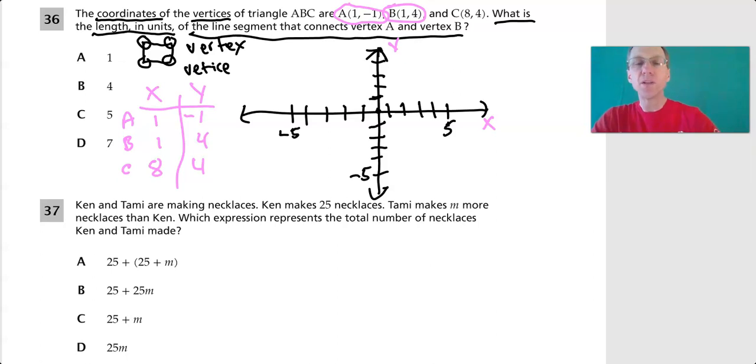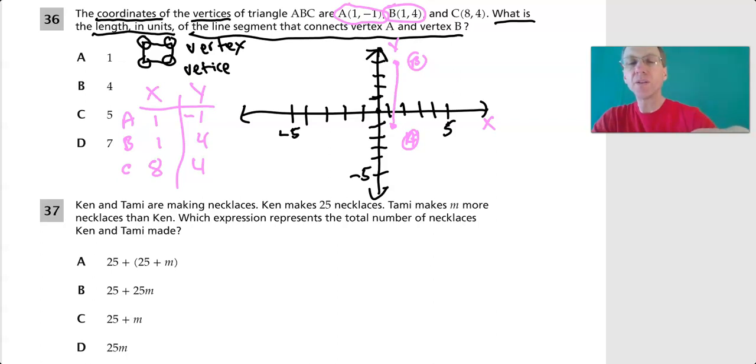Over 1, remember, you go either left or right first, your x coordinate first, and then you go up or down. So we're going to go over 1, down 1. I'll start at the origin, over 1, down 1, right there, and that is A. Then I go over 1, up 4. So over 1, 1, 2, 3, 4. And that's B. And so the question is, how long is this?